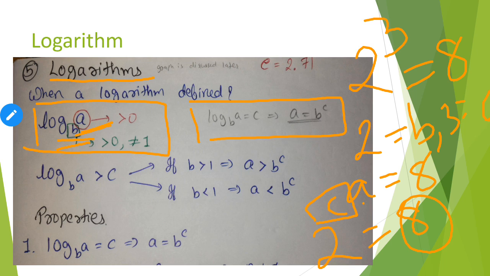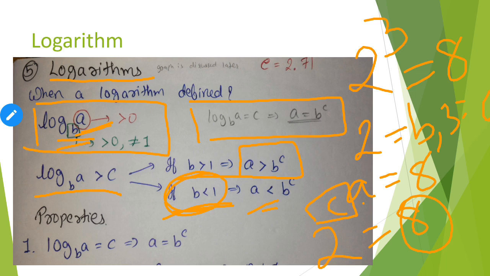If it is given log a to the base b greater than c, then if b is greater than 1, we can write a is greater than b raised to c. We can write this directly if b is greater than 1. But if b is less than 1, then the sign of inequality will change. Then we have to write a is less than b raised to c.